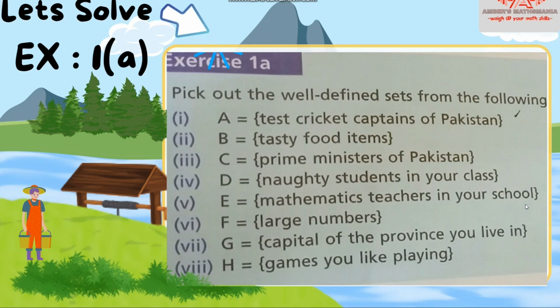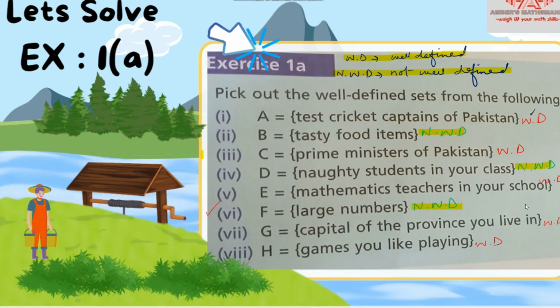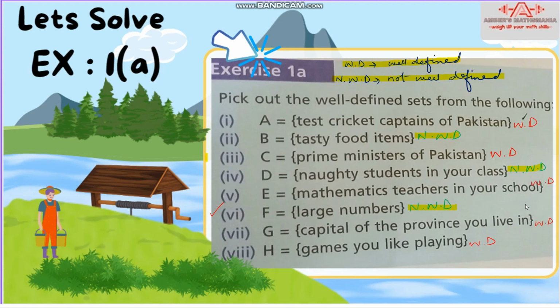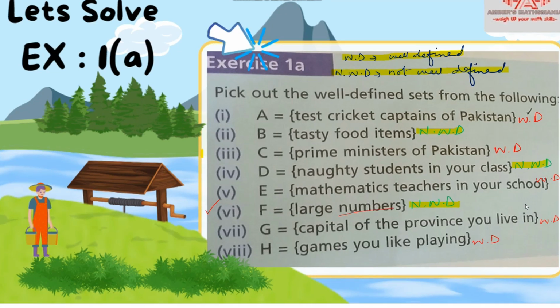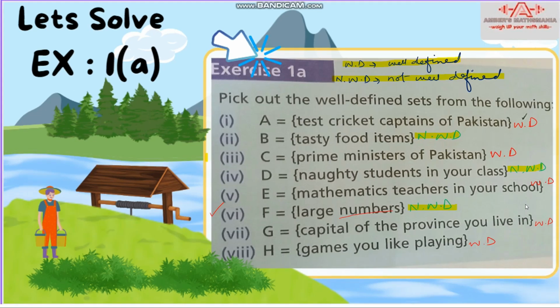So E, mathematics teachers in your school. Yes, we can list down all mathematics teachers in your school, so this is also a well defined set. Now the sixth one, F, large numbers. As numbers are infinite, how many large numbers would we have to write? This statement is not complete, so that's why this set is not a well defined set.